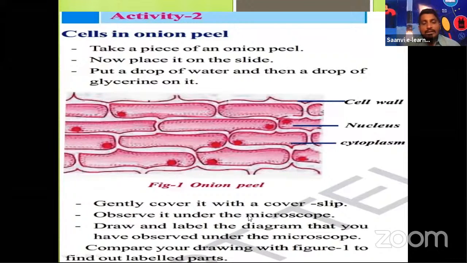Okay. And draw and label the diagram that you have observed under the microscope. What you have observed under the microscope, you have to draw and label. What you have drawn, you can compare with the textual figure, figure number 1, to find out and label the parts. Okay, fine. Here, some questions are there on this.